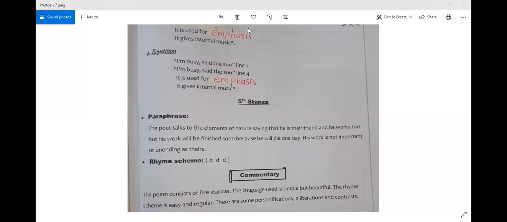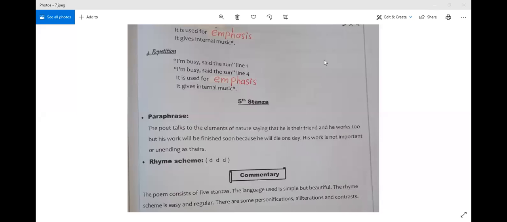Okay, we need to take Yara. Hello, Yara. How are you? Good morning. So Yara, what do you think of the commentary? We need to comment on the whole poem here. Can you read this for me? Sure. The poem consists of 5 stanzas. The language used is simple but beautiful. The rhyme scheme is easy and regular. There are some personifications, alliterations, and contrasts. Thank you so much. That's perfect, really.